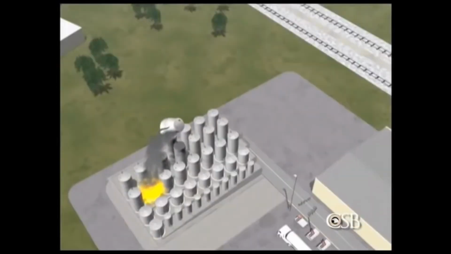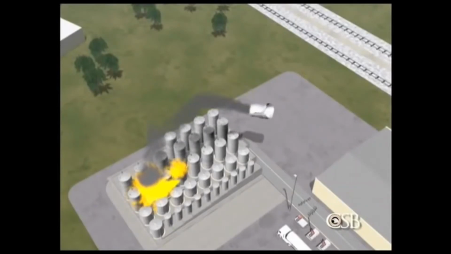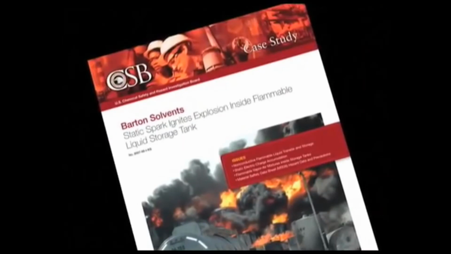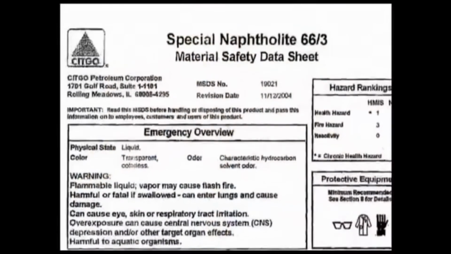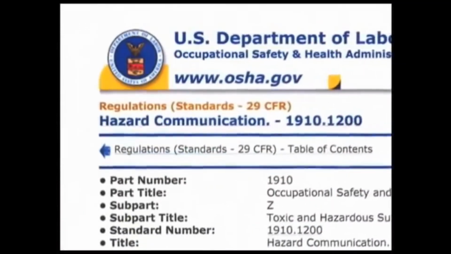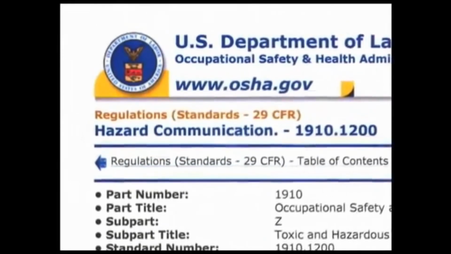The CSB cautioned that while the most likely cause of the Barton explosion was sparking across the float linkage, explosions can occur in tanks without floats when there is a static discharge from the liquid itself. Companies should consult the CSB case study and its references for additional information. The CSB determined that the material safety data sheet for the solvent involved in the explosion did not adequately describe the explosive hazard or the precautions necessary to prevent ignition from static electricity. Material safety data sheets, or MSDSs, are required under federal OSHA regulations to warn workers about the potential hazards from chemicals.